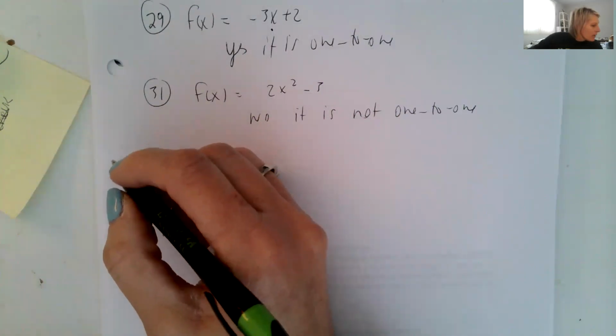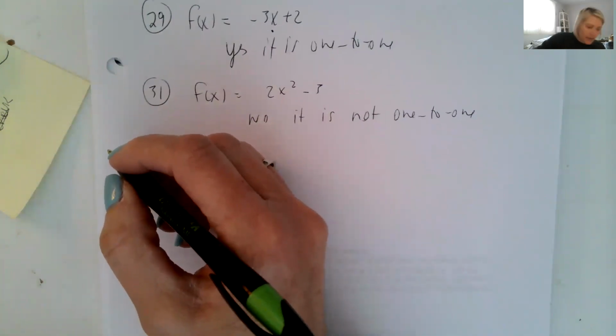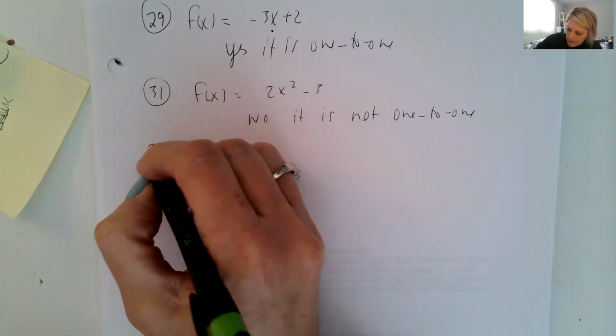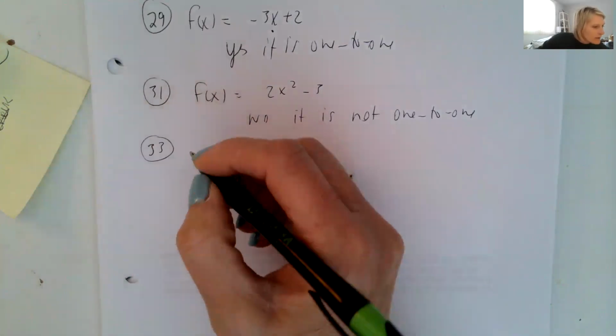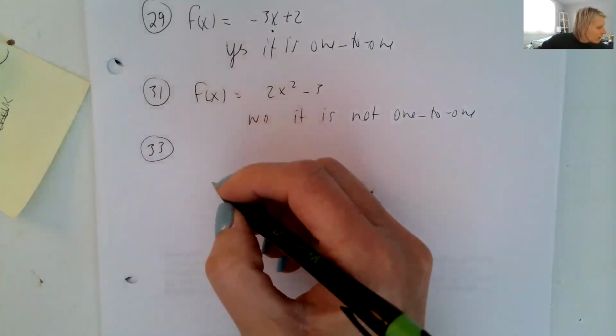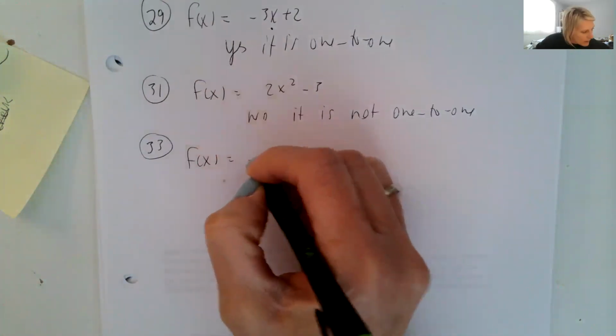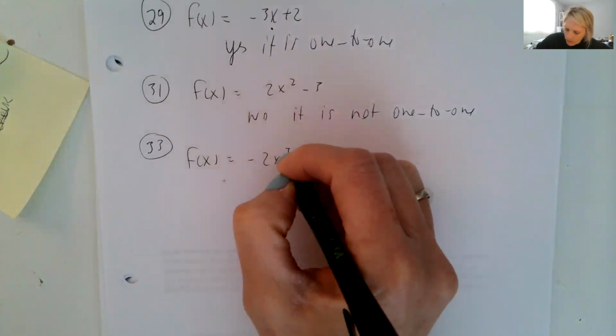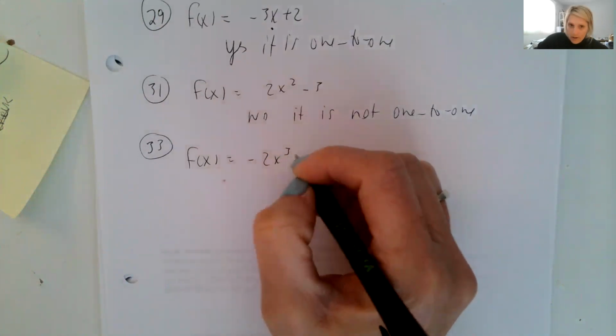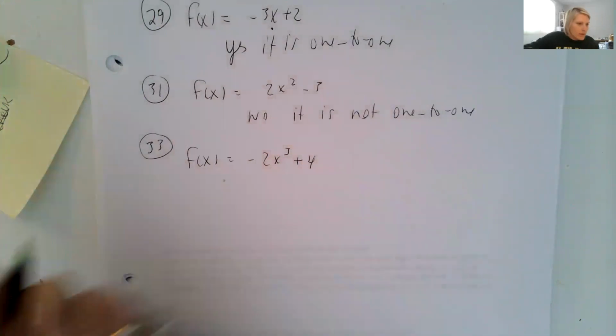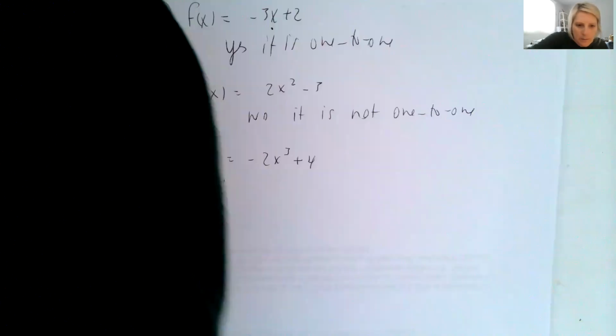Okay, so let's look at 33. 33 is a similar one. It's the function f of x equals -2x cubed plus 4. And so we're going to go to Desmos and check this one out here.